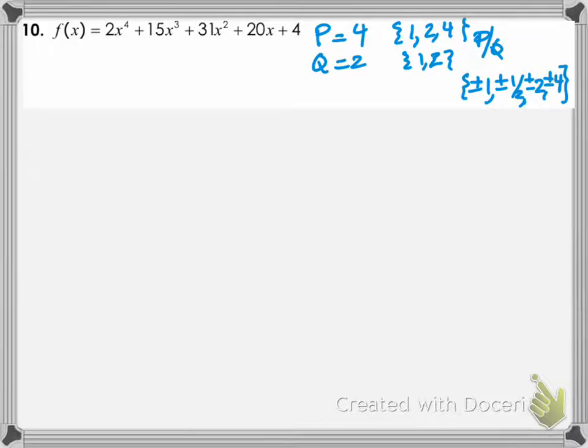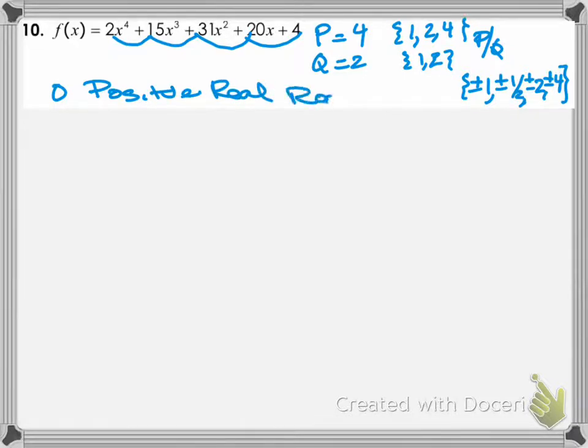Now let's use Descartes' rule of signs to see how many positive and negative roots there are. Positive to positive, none, positive to positive, none, positive to positive, none. So there are 0 positive real roots, so I am not going to check any of the positive ones because I found out there aren't any. So I'm going to go to negative 1 first.